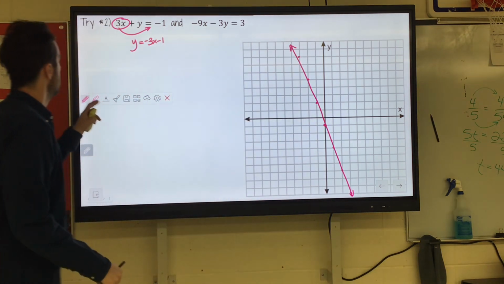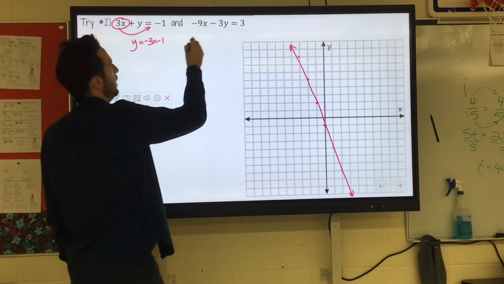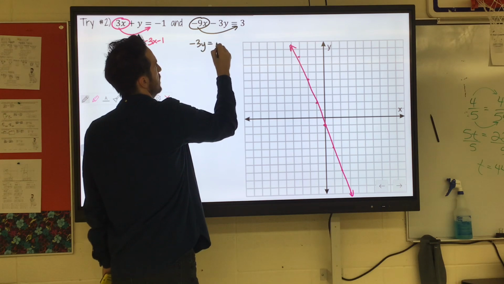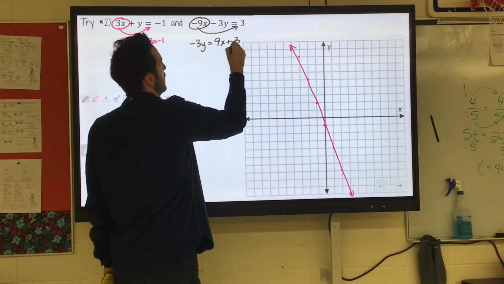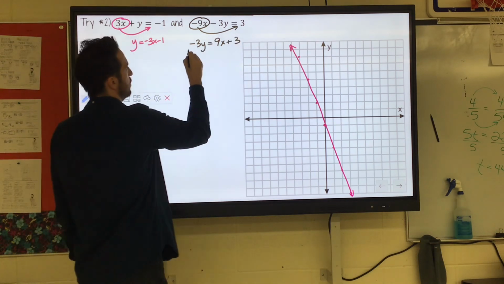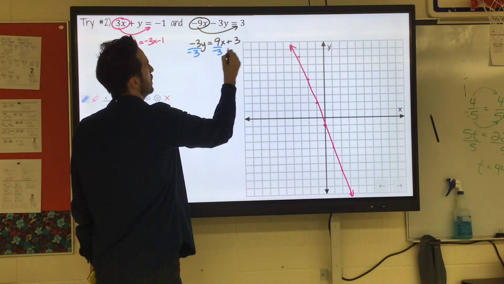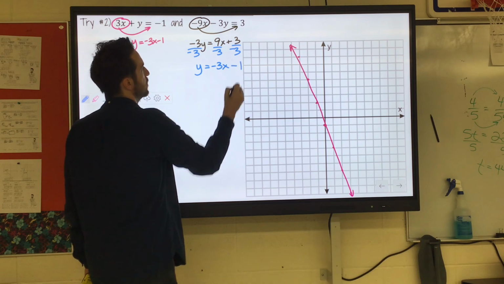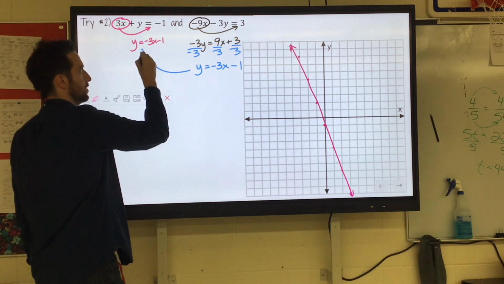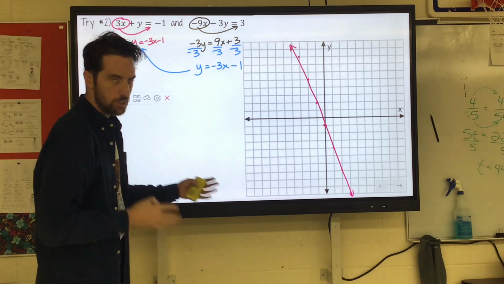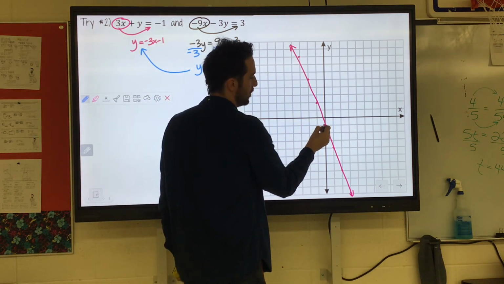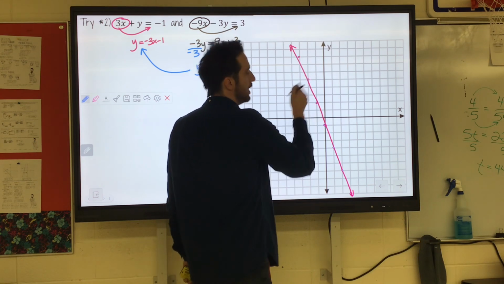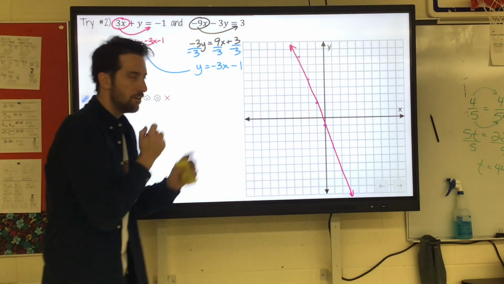The second equation, you move it around a little bit. You could add the 9x to the other side, which would give us negative 3y equals 9x plus 3. And then we would divide everything by negative 3, which would give us y equals negative 3x minus 1. You might notice that's the same equation we got over here when we adjusted it. So it's going to be the exact same thing. You'd start at negative 1, you go down 3 over 1. It's the exact same line. They perfectly overlap each other.